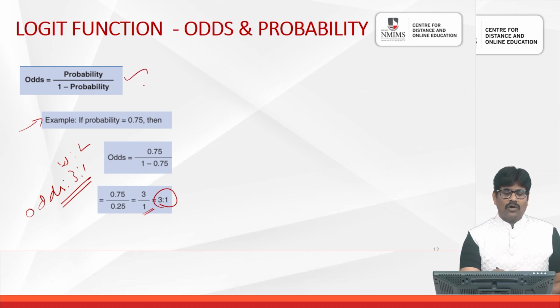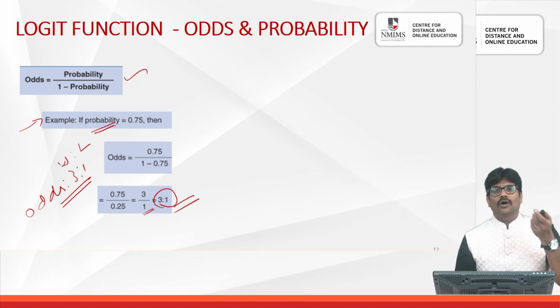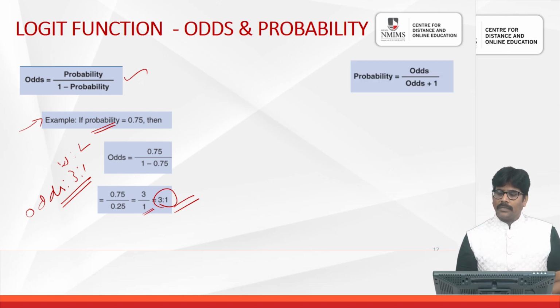This is the relationship between odds and probability. In this case, the probability value is given, and we got the odds. Let us also understand, if the odds value is given, how to get the probability. The relationship of probability to odds is: probability is equal to odds divided by 1 plus odds, right?